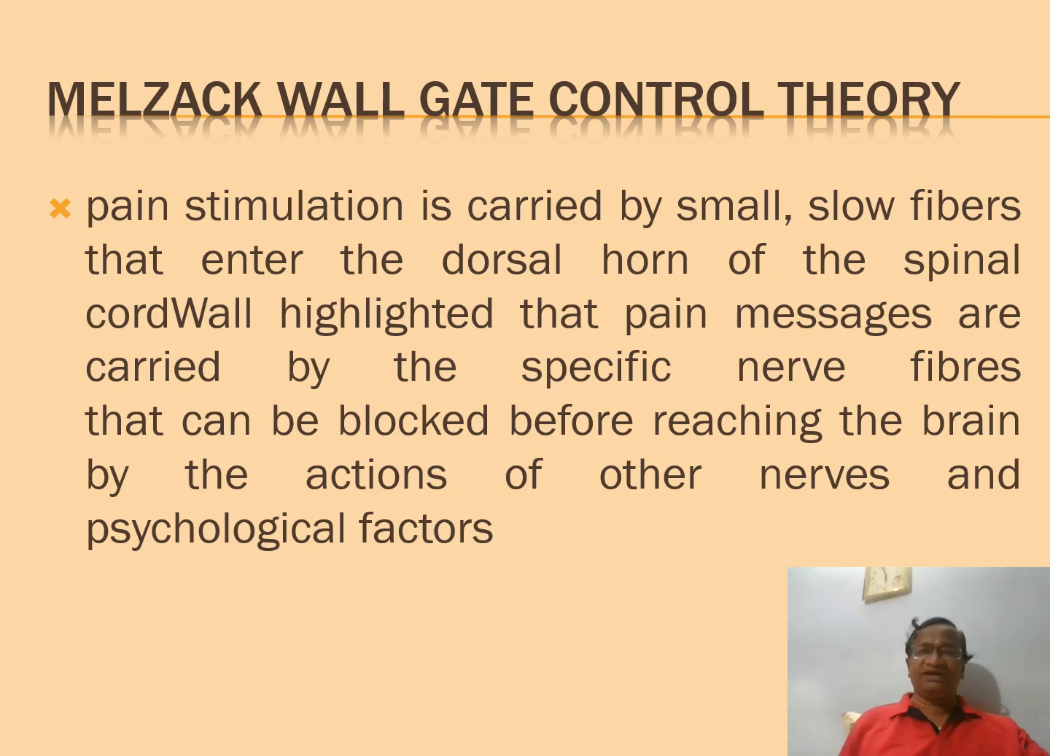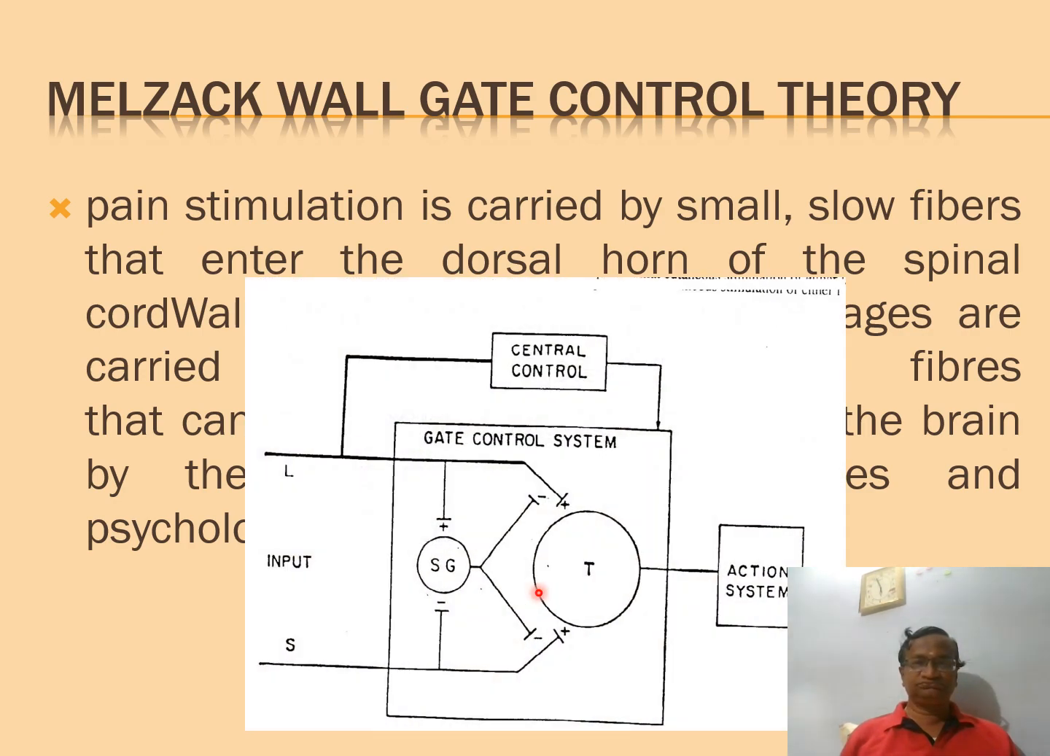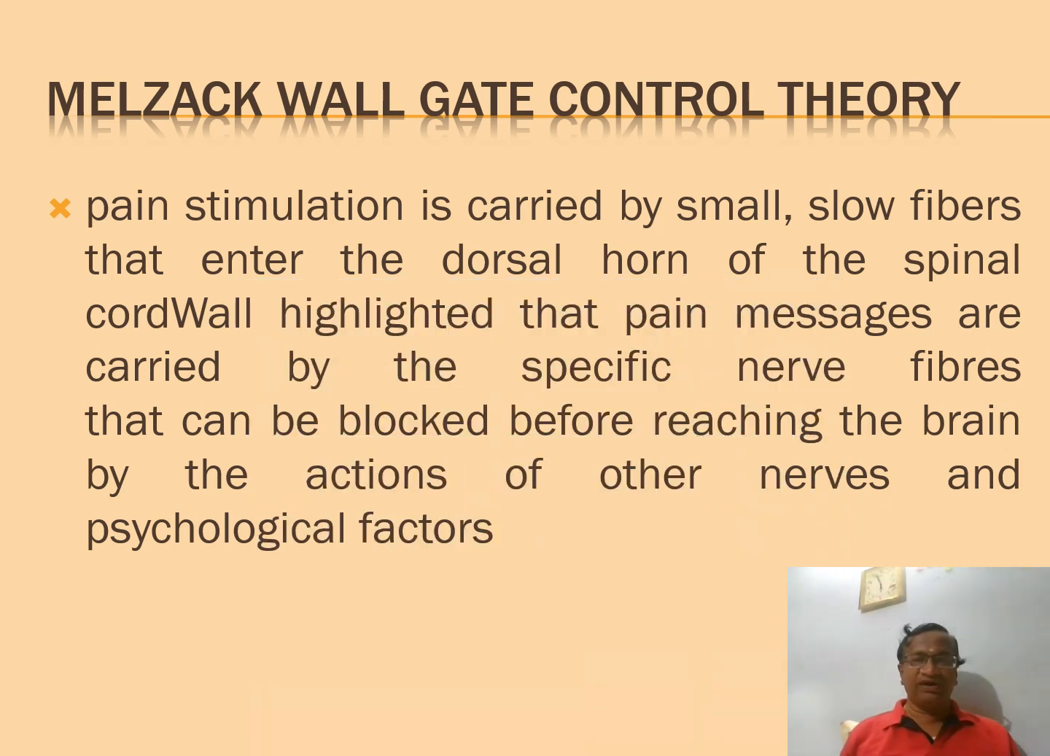We will go to the Melzack-Wall gate control theory. Pain stimulation is carried by small slow fibers, which we have already done, A delta. We are not targeting A alpha or anything. Specific nerve fibers, yes. Now, in the small fiber area, pain transmission is going on, the patient is having pain. Now, there is one gate. This is inhibited by this. This further inhibits so that the pain is more. But if the large fiber is stimulated, this closes the gate and the substantia gelatinosa is stimulated so that the transmission is decreased. This is what is called the gate control theory of Melzack-Wall.